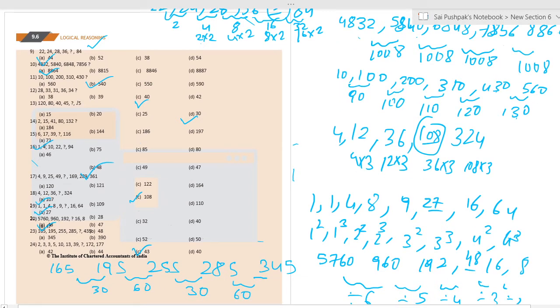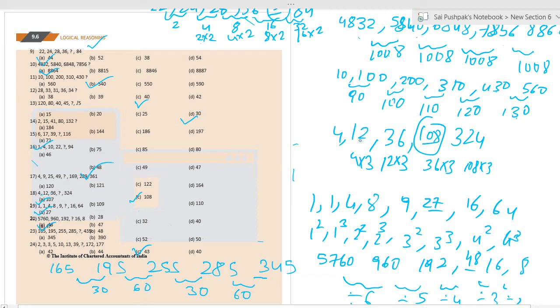Guys, we'll come to the 12th question later. Since I have solved all these questions here, we'll focus on the 18th question now. 4, 12, 36, dash, 324. Guys, if you see, the difference is increasing rapidly. So it means it's a case of multiplication.